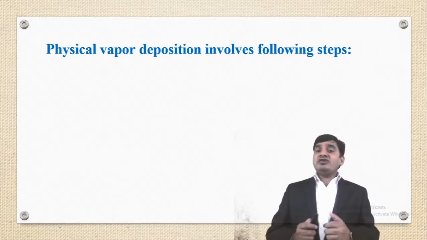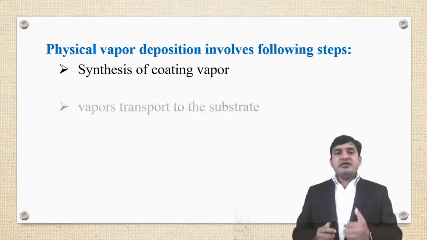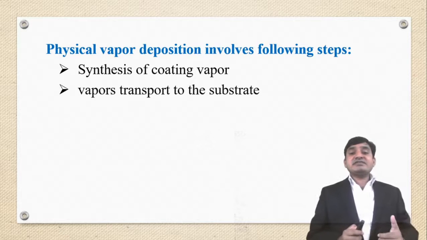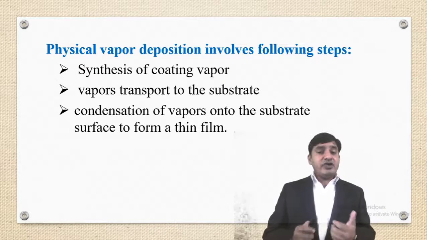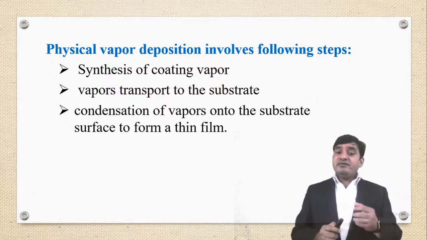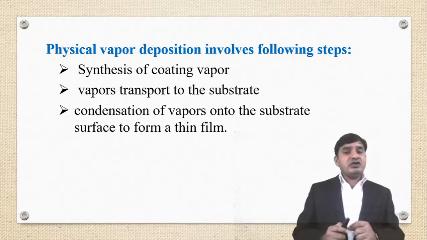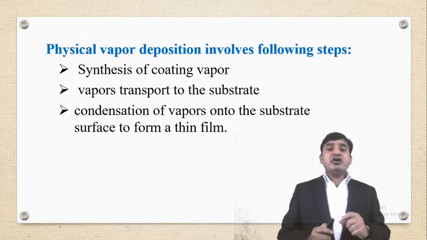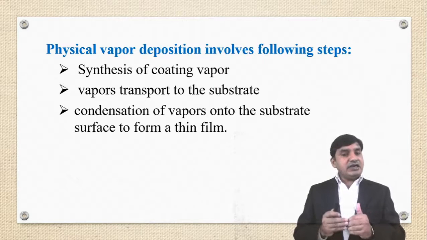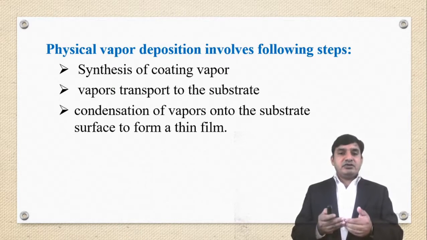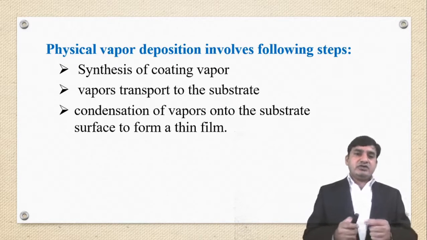Physical vapor deposition involves the following steps: synthesis of a coating vapor, then vapors transfer onto the substrate, then condensation of the vapor onto the substrate surface to form a thin film. These three processes are very important. First is synthesis of a coating vapor. It indicates that there is a formation of a vapor, so a heating process is carried out in this step.